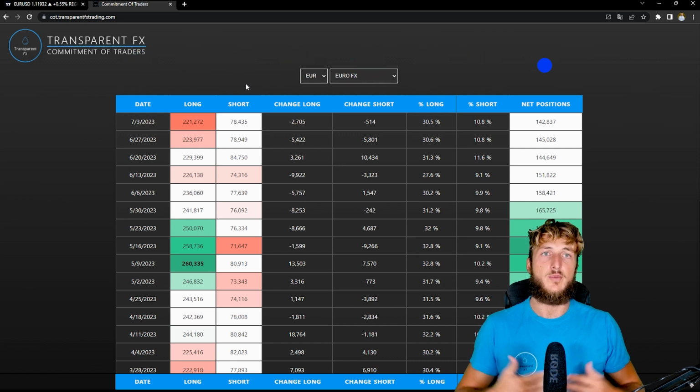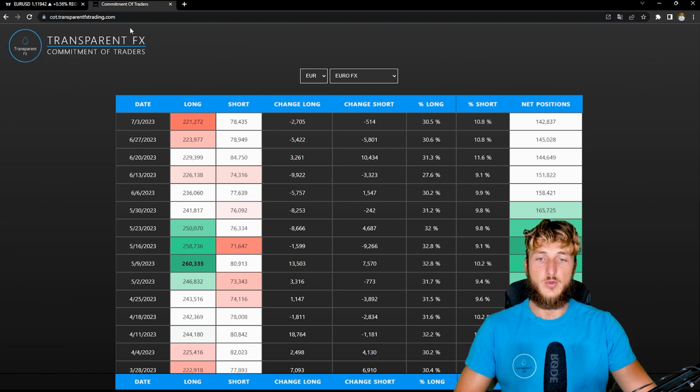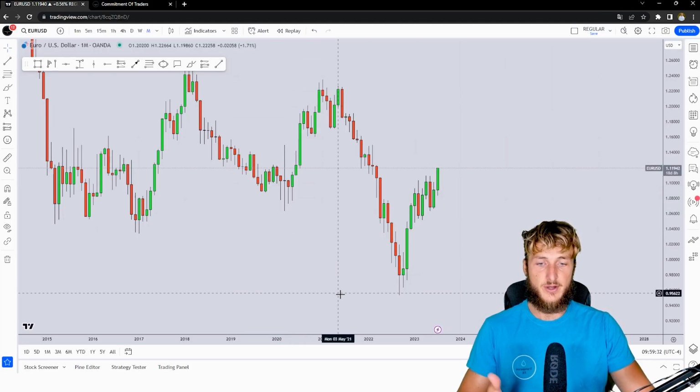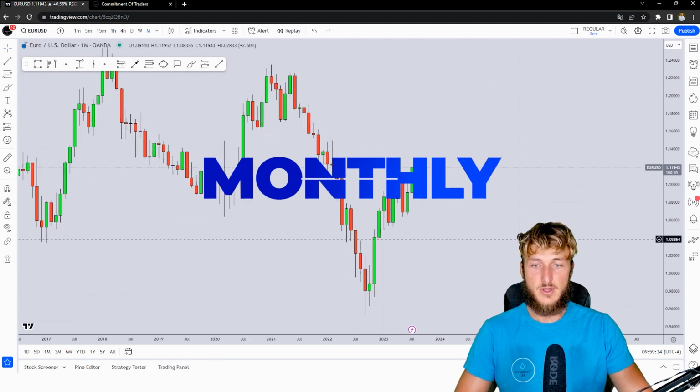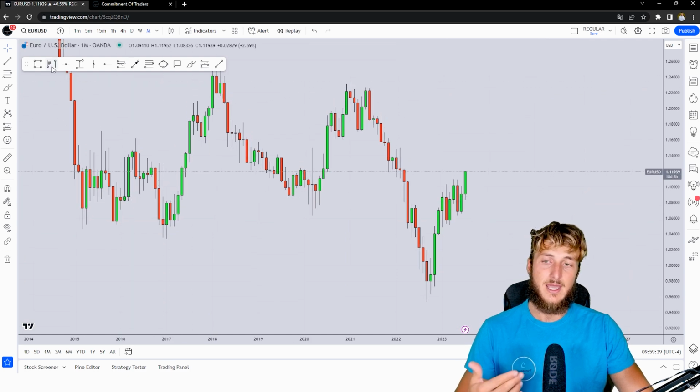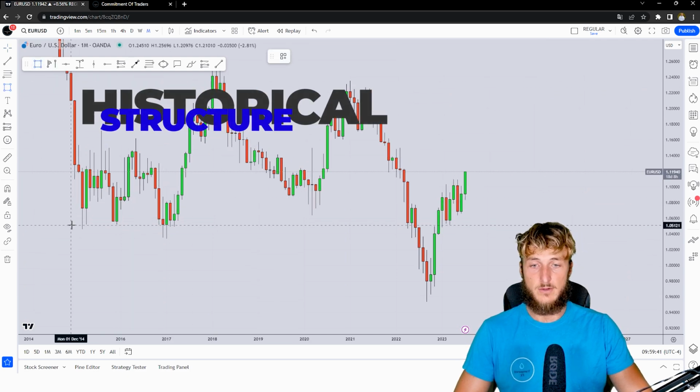And by the end of the video, by using the combination of these two different types of analysis, we will try to understand where we have the highest probabilities for the next potential move here on this pair. Now, starting from the monthly time frame, what we can see is that at the moment the market is rejecting a quite strong historical structure level of support.